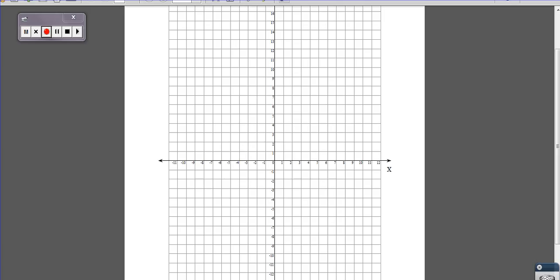Your graph of direct variation always goes through 0, 0 and is a straight line. So turn to page 467, please, and look at those practice problems.